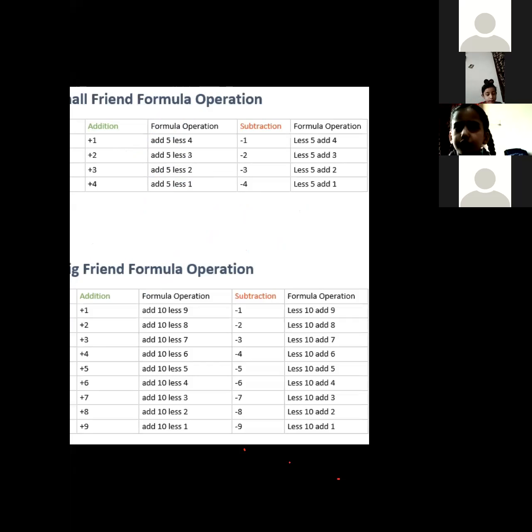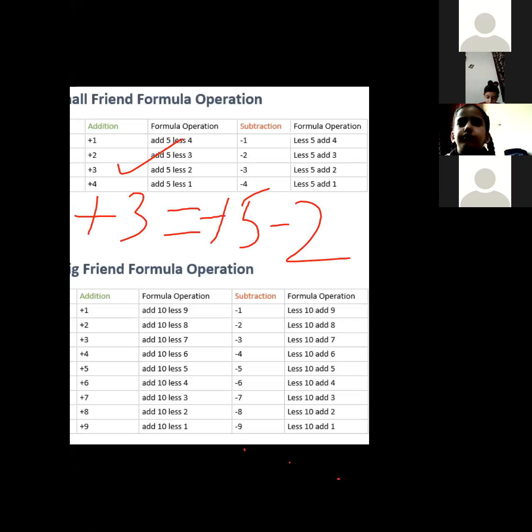Next is +3. +3 is equal to add 5 less 2. Again, you have to remember +3 is equal to +5 -2. So 5 -2, you get 3. This is the formula of +3, equal to +5 -2. Next, I'll erase this.